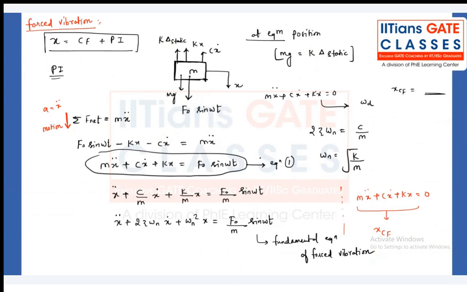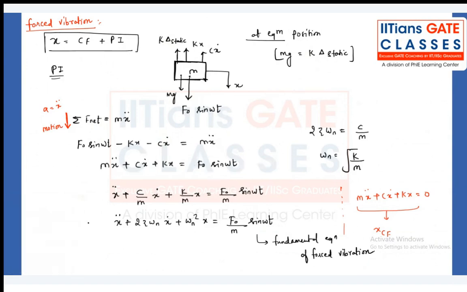But here the right hand side is not equal to 0. The right hand side has the term F naught sine omega t. Because of this term, there will also be a particular integral. So what is the total solution? The complementary function, which we have already covered, plus the particular integral. Let us talk about that. From where are we getting c by m? That is equal to 2 zeta omega, which I already wrote. You already know these formulas from viscous damping.